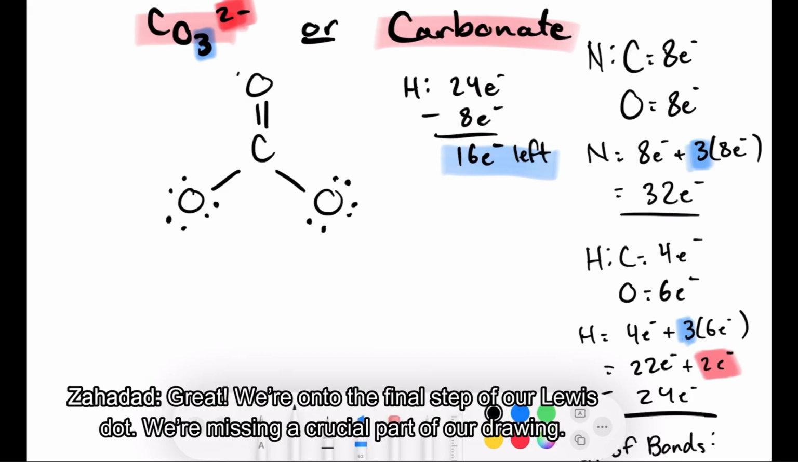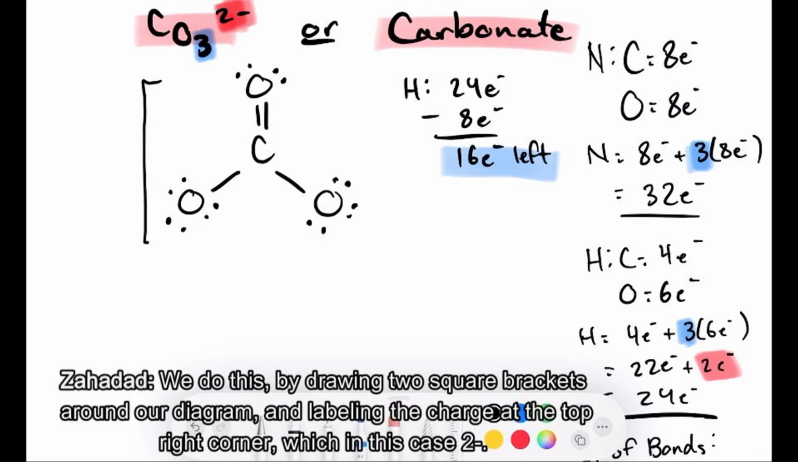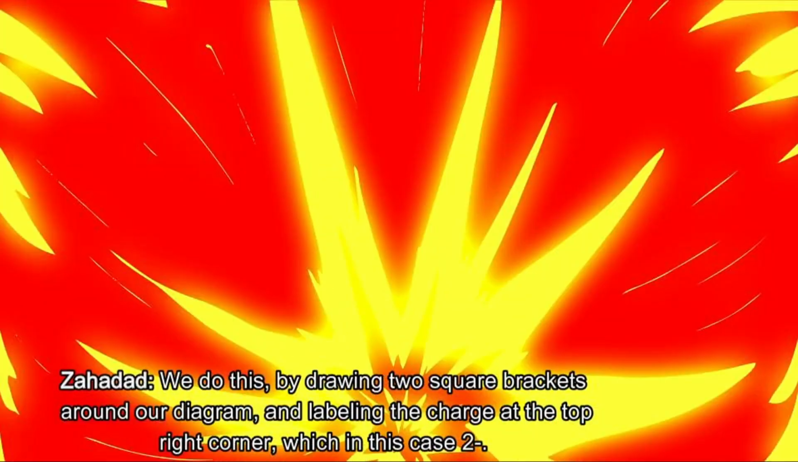Great, we're on to the final step of our Lewis dot. We're missing one crucial part from our drawing. This is a polyatomic ion, so we need to indicate that it has a charge. In order to do this, we will draw 2 square brackets around the diagram and label the charge on the top right corner, which in this case is a 2-.